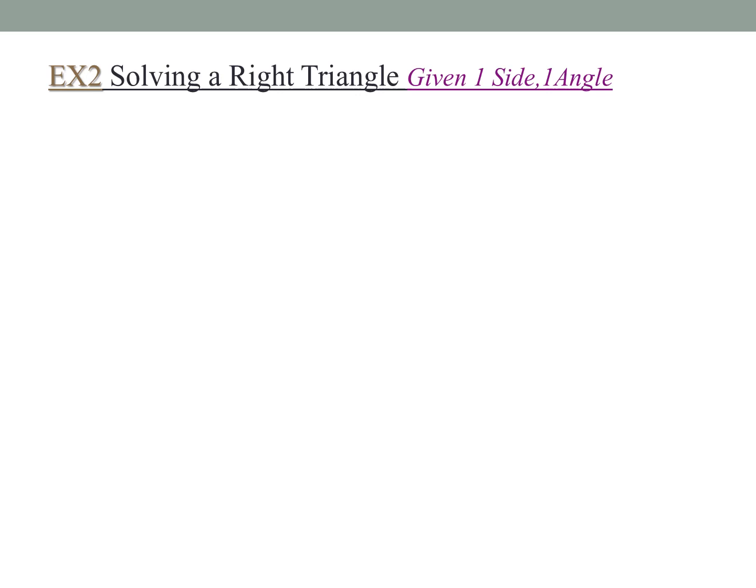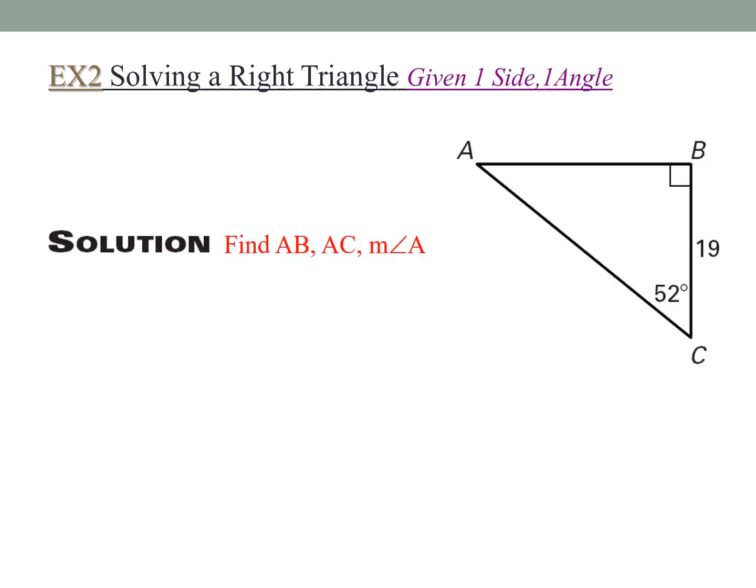This example demonstrates also solving right triangle by the given one side and one angle. For example, the triangle ABC, which has BC length equals 19 and the measure of angle C is 52 degrees. First of all, we have to find the missing sides and the missing angle. The missing sides are AB and AC, and the missing angle is measure angle A.